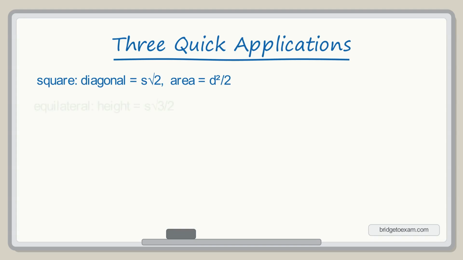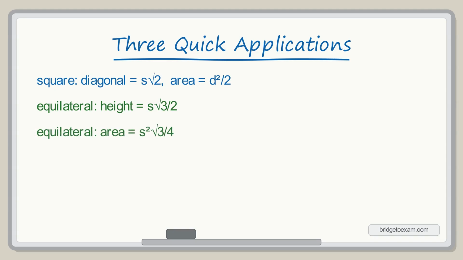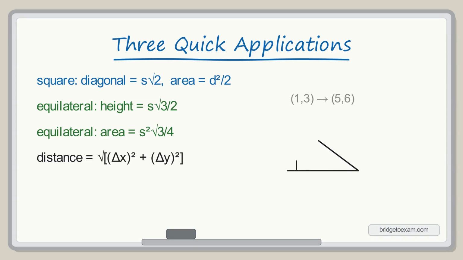An equilateral triangle splits into two 30, 60, 90s. That gives a height of s root 3 over 2, and an area of s squared root 3 over 4. And the distance between 2 points is simply the Pythagorean theorem on the coordinate plane. The square root of the change in x squared plus the change in y squared. From the point 1, 3 to 5, 6, the horizontal change is 4 and the vertical change is 3. So the distance is the square root of 16 plus 9, which is root 25, exactly 5.